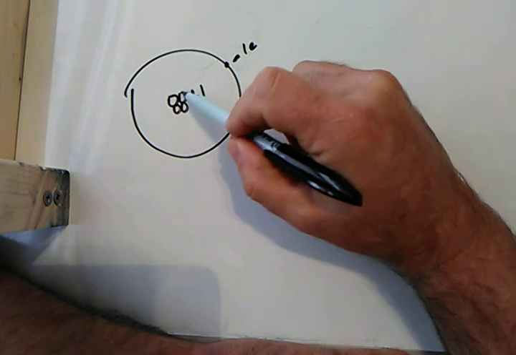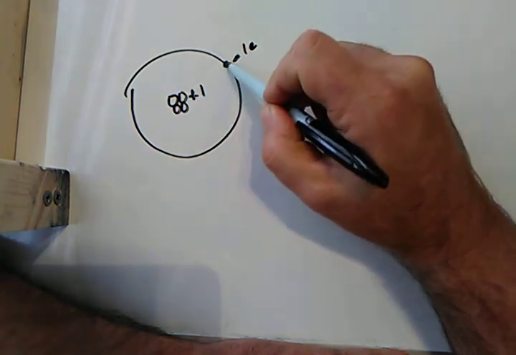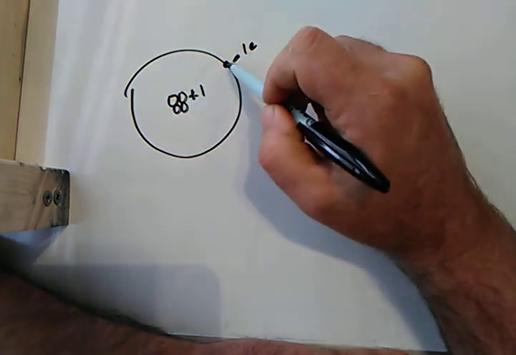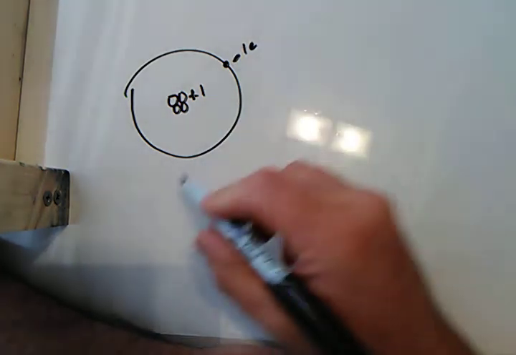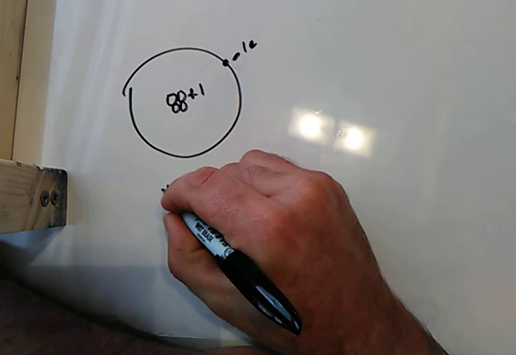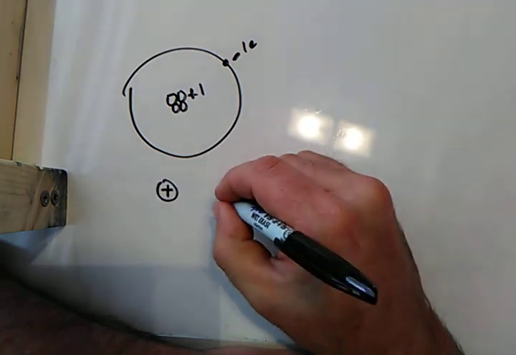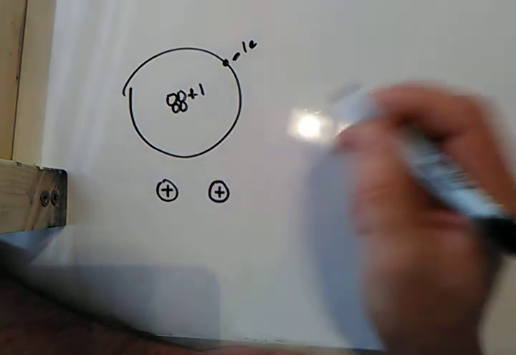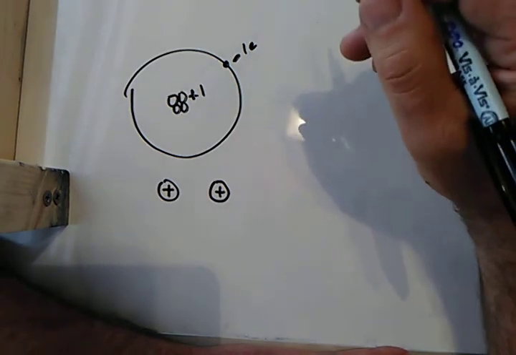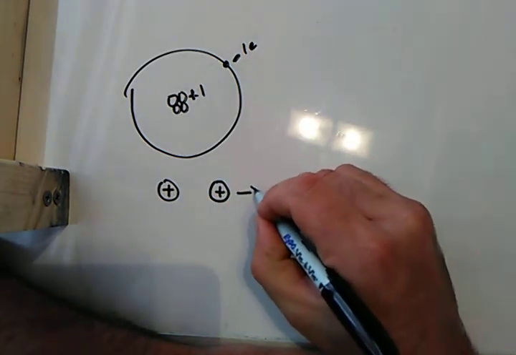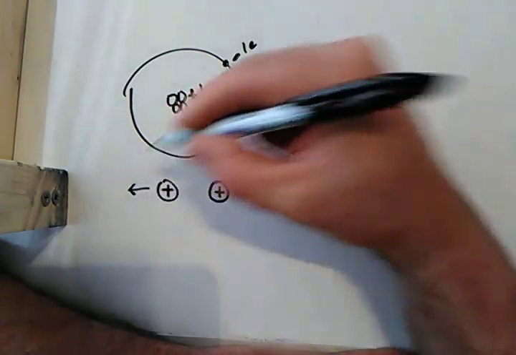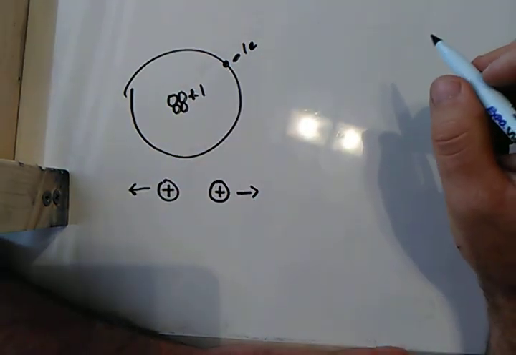Okay, here's the nucleus. Here are the electrons on the outside of this atom. Now I'm going to just give you the basic properties here. Okay, let's call this a positive charge, and let's call this a positive charge. We're not going to talk numbers yet. We're just going to talk concepts. So a positive charge and a positive charge always repel each other. Okay, so they'll never touch.